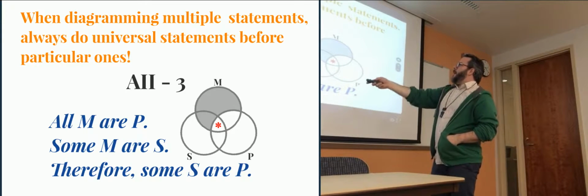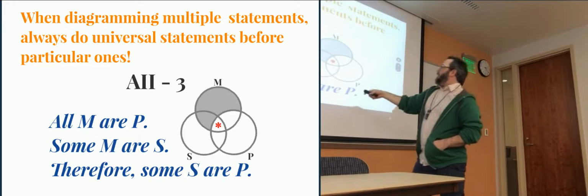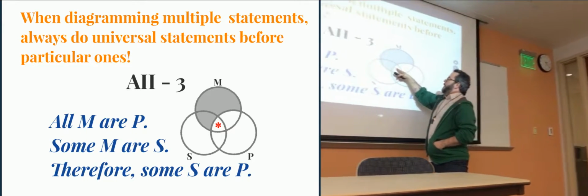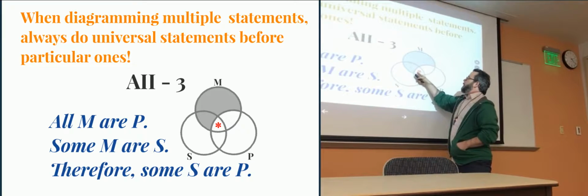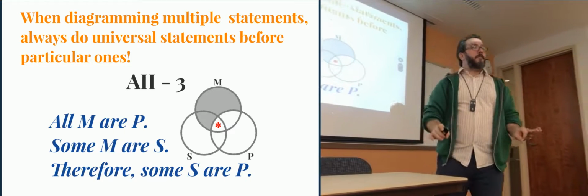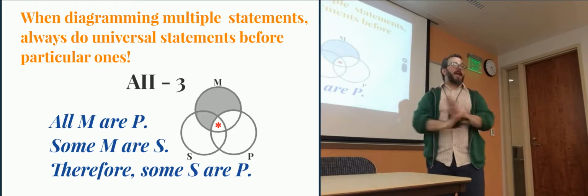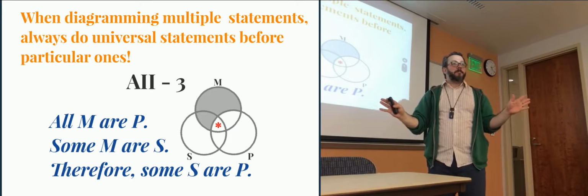All right. So AII-3. All M are P, shade that out. Some M are S. The only place that I can have an M that's still an S is in zone 3 right there, so I put an X. And then I put down my pencil and I walk away. Don't draw anything else on this Venn diagram.